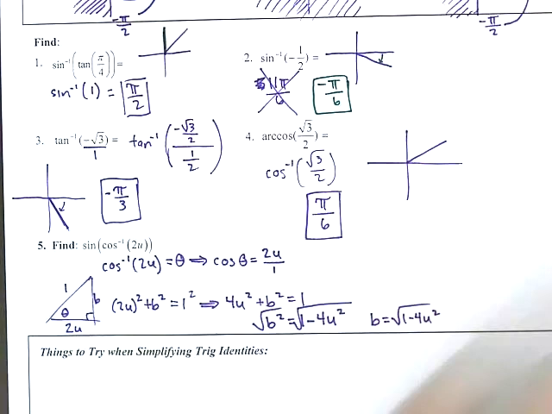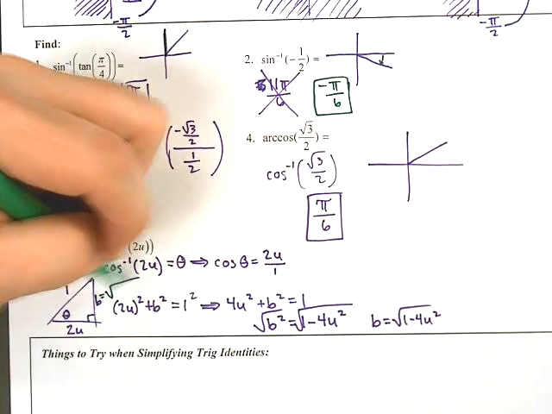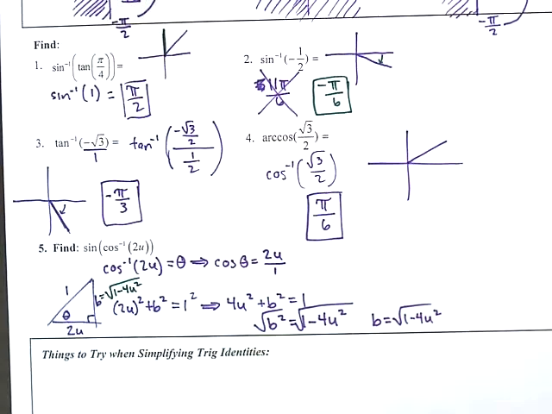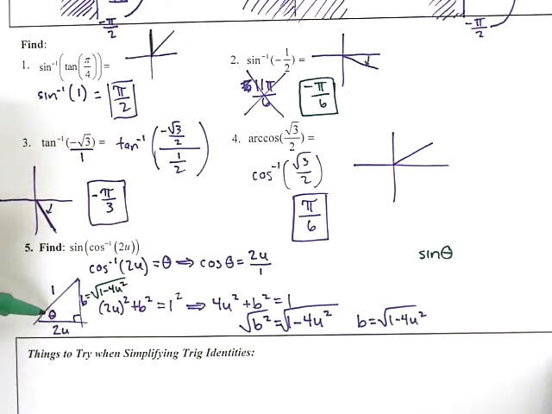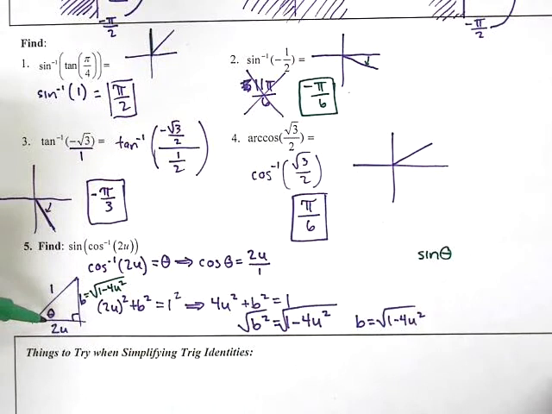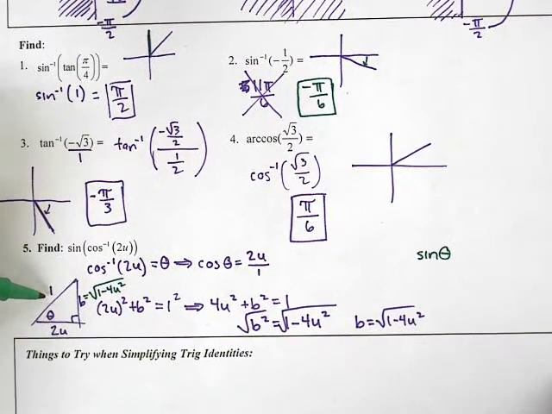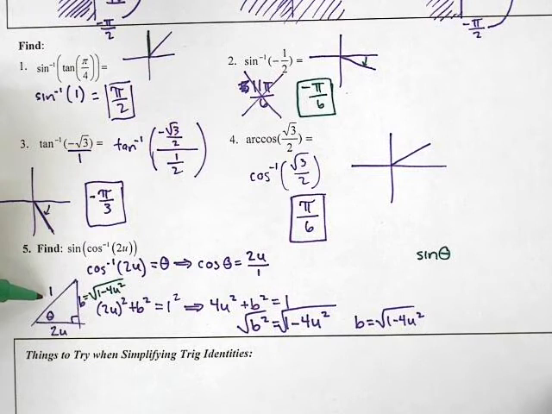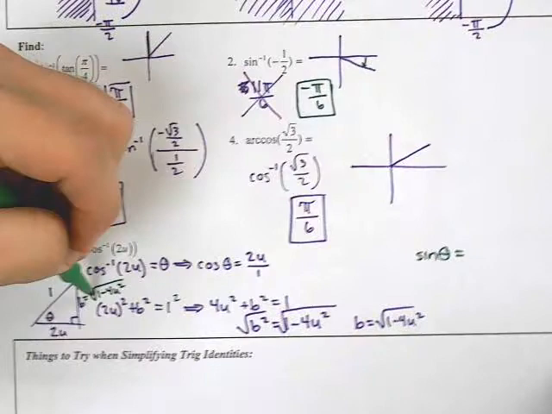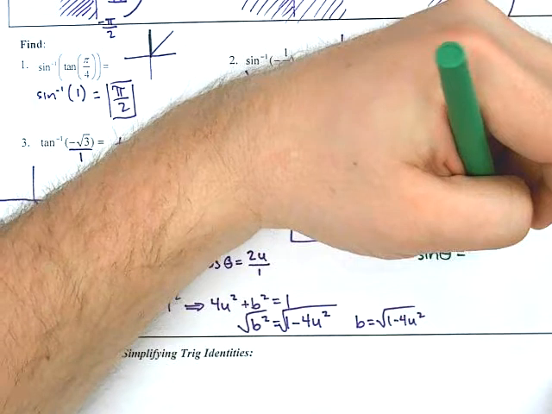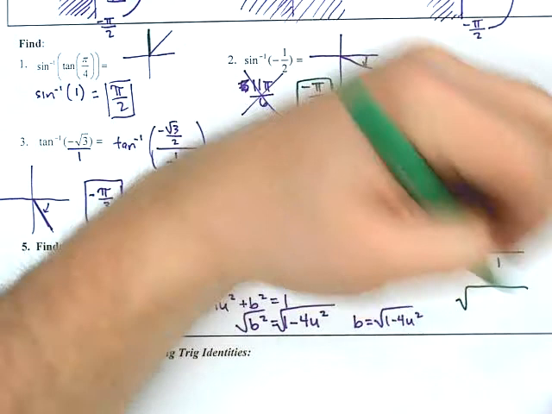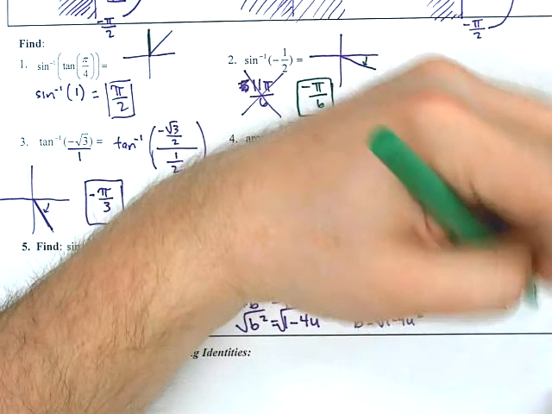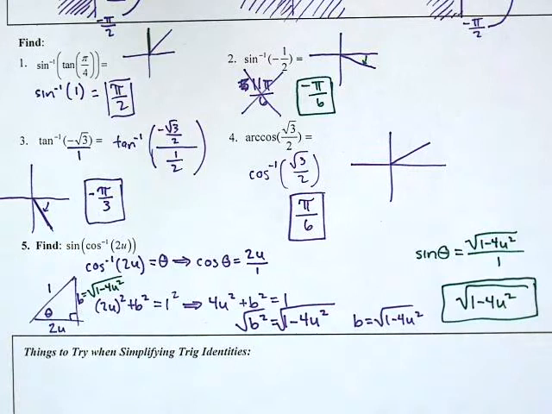I'm going to leave it like that, and I'm going to put it into my picture, okay? The square root of 1 minus 4u squared. All right, so now we're just about done. I know that I want the sine of theta, right? And here's my theta. So if I want the sine, then instead of doing adjacent over hypotenuse, I'm going to do the opposite over hypotenuse. So I'm going to take my opposite side that I just found and put it over the hypotenuse. Oh, and I'm pretty much done, right? My final answer would just be the square root of 1 minus 4u squared, okay?